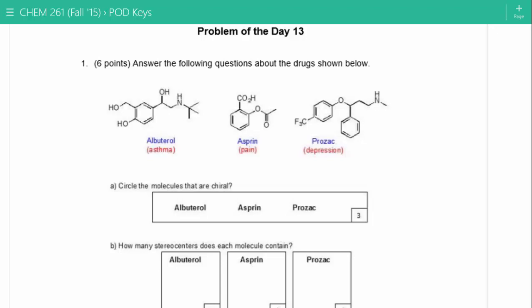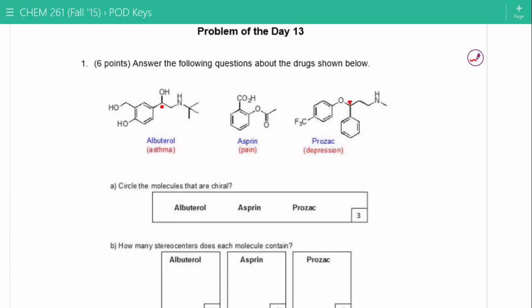All right, problem of the day, we had to identify stereocenters. How many of you felt pretty comfortable identifying stereocenters? All right, so most people did. I'll kind of breeze through this. If we look at albuterol, it's got a stereocenter on that carbon. And if we look at Prozac, it's got a stereocenter at that carbon. Aspirin, on the other hand, does not have any stereocenters.